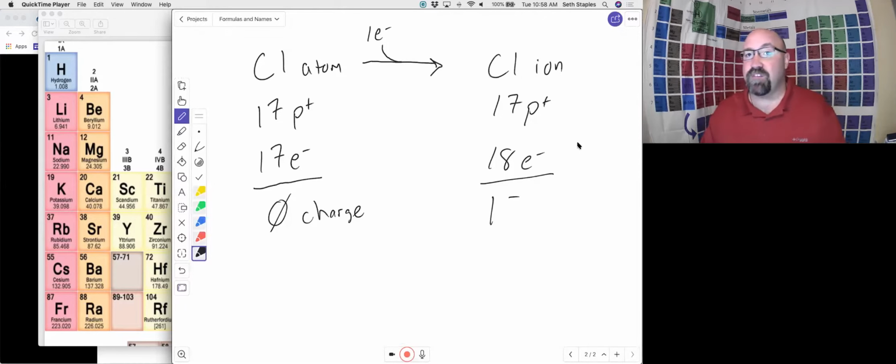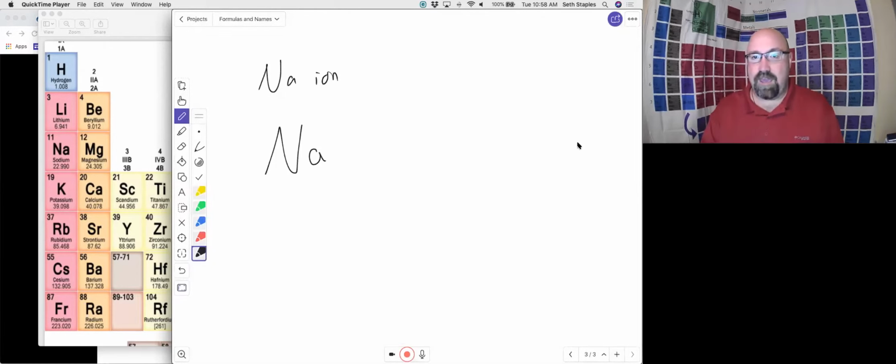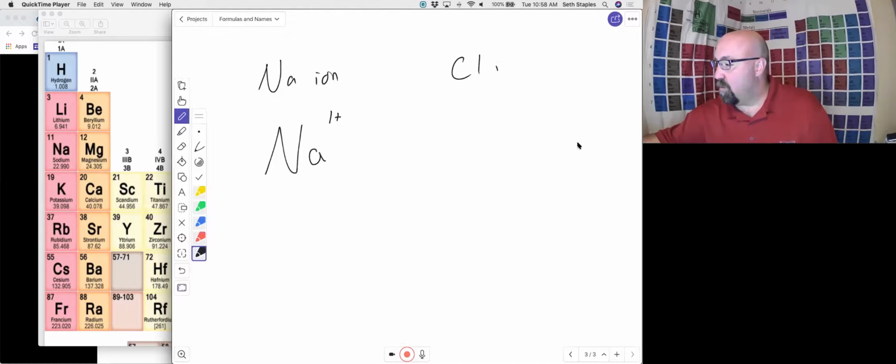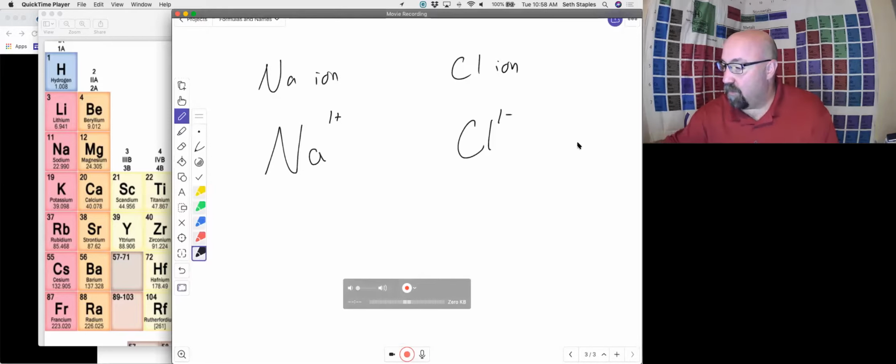Now we do depict these slightly differently. In the case of the sodium ion, we still write our elemental symbol, Na, but then we write it as 1 plus. That shows us that it is a sodium ion with a 1 plus charge. We do the same with our chlorine ion. Cl 1 minus. Now there is a difference technically between writing 1 plus versus plus 1. This is how we depict an ion right here.